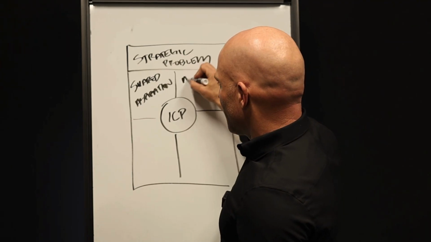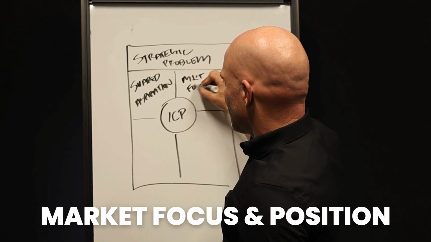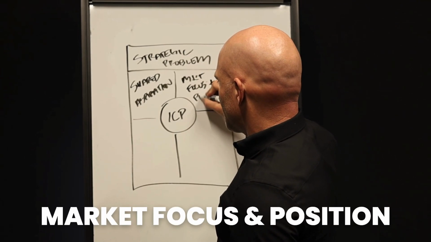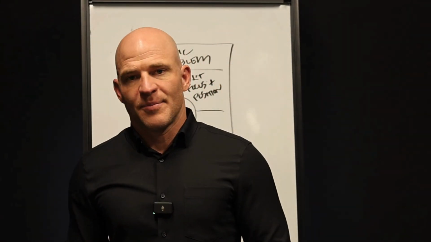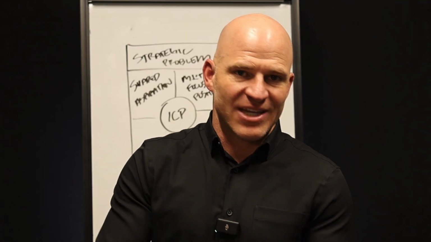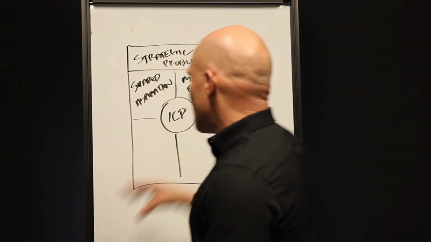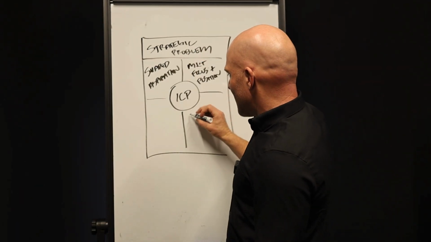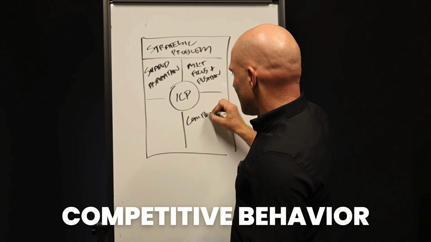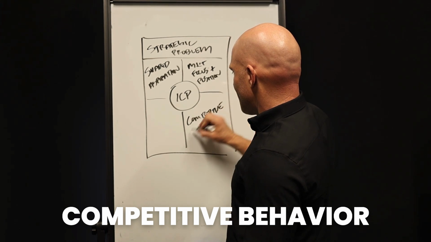Then you move over here to market, focus, and position. And this is where you're going to get really clear on where your company is going to compete. It's going to include the geographies, the industries, your product and service, your stage of production, everything related to your go-to-market strategy. So you define that, and then you move down here to competitive behavior.